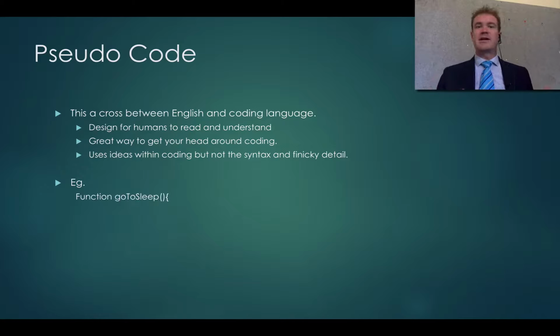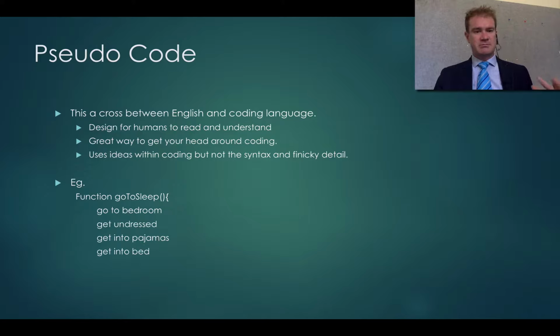First example is you might create a function or a method to go to sleep. And in pseudocode, you just write it out. You still use your brackets because it helps keep that structure of coding. But if we were to write one for going to sleep, you might just write in English the major steps you do. So function go to sleep: go to the bedroom, then you get undressed, get into your pajamas, get into bed, close your eyes. And that's the end of our method. So you can see that there's no real coding involved, but it does go through it in a step-by-step, very methodical manner. And that helps bridge the gap between what we understand and the coding languages that are out there. So that's what pseudocode is.